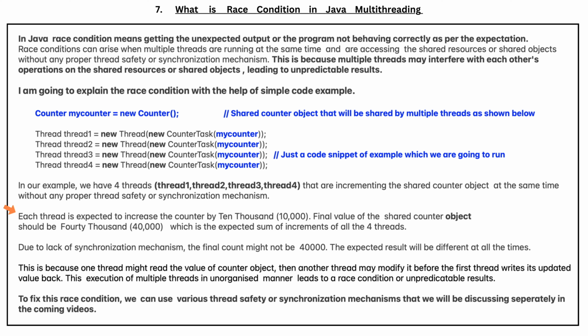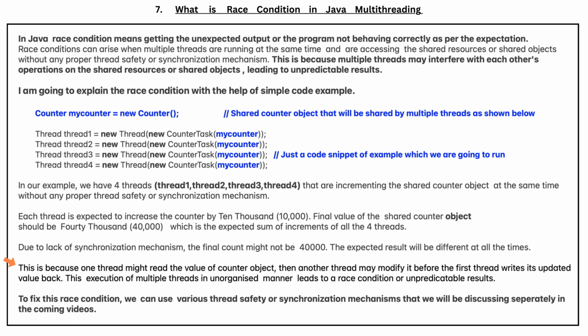Each thread is expected to increase the counter by 10,000. Final value of the shared counter object should be 40,000, which is the expected sum of increments of all the 4 threads. Due to lack of synchronization mechanism, the final count might not be 40,000. The result will be different at all the times.